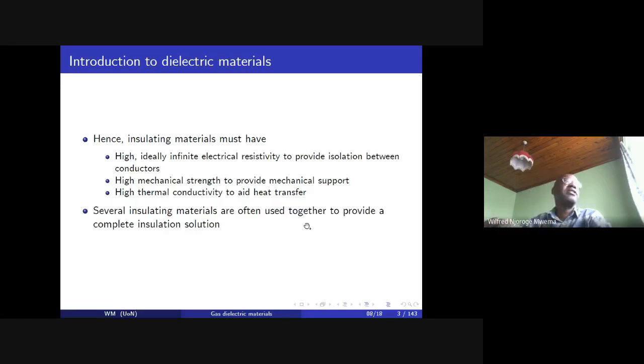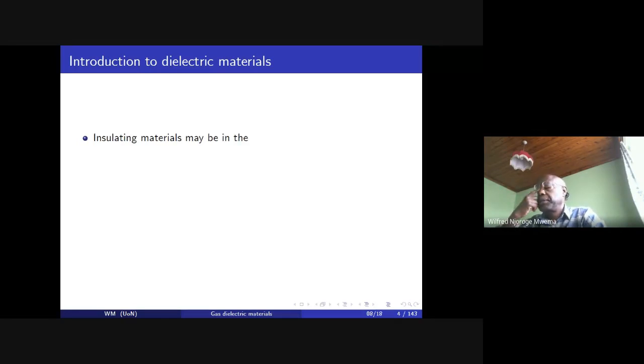So several insulating materials are often used together to provide a complete insulation solution to any given electrical problem. The insulating materials may be in the gaseous phase, such as sulfur hexafluoride, or the liquid phase, such as oils, for example mineral oil. Or in the solid phase, such as mica in small capacitors used in electronic devices, or even wood in some places.